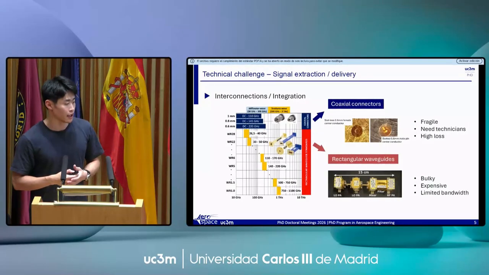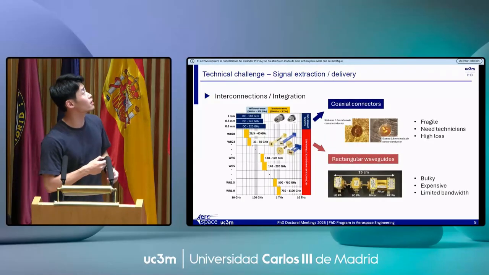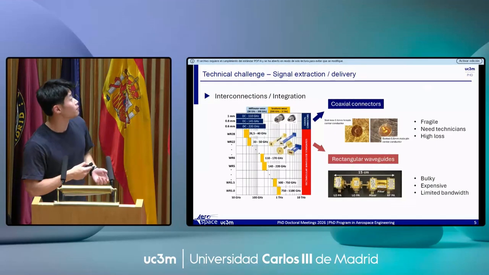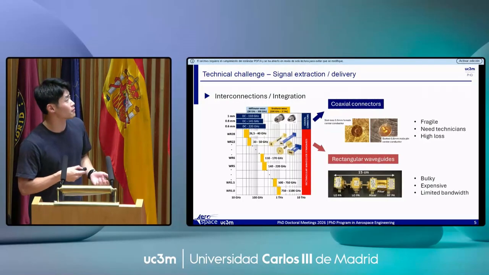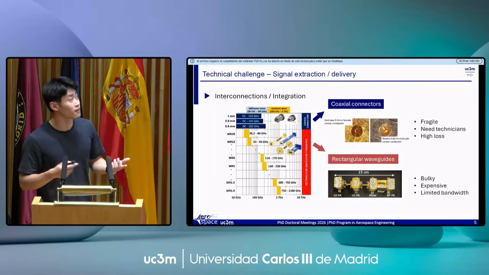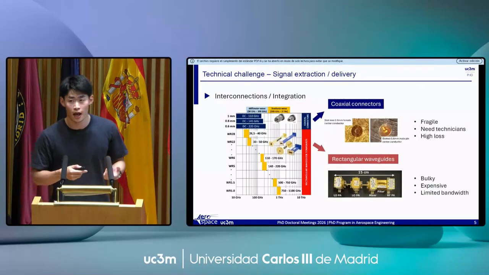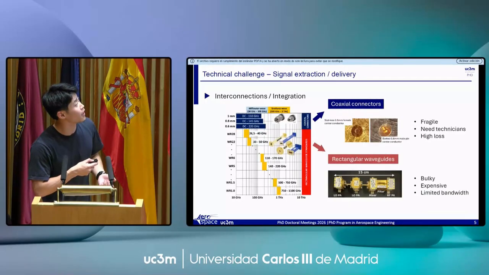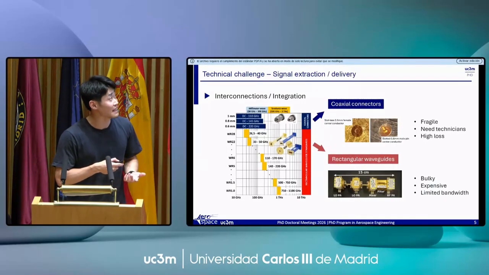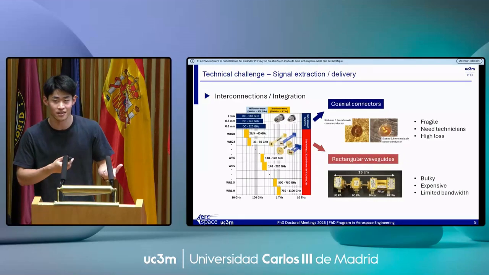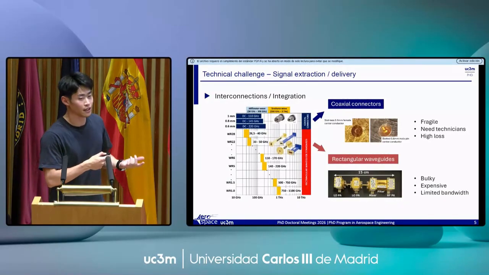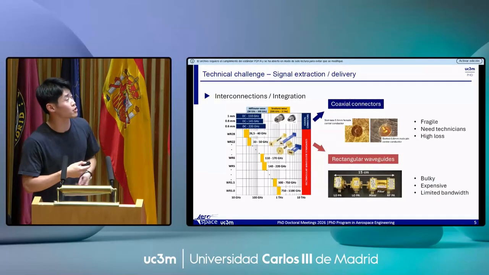The technical challenge in using high-frequency signals is signal extraction and delivery. Here you can see the current interconnection technologies: coaxial cables and connectors, and rectangular waveguides. Coaxial cables and connectors provide a broad bandwidth from DC to 220 gigahertz. However, as the photograph shows, the actual coaxial connectors are very tiny and fragile, and even need technicians to connect and release the devices. They also suffer from high loss at higher frequencies due to the skin effect, so it's not ideal to go beyond 220 gigahertz with coaxial cables.